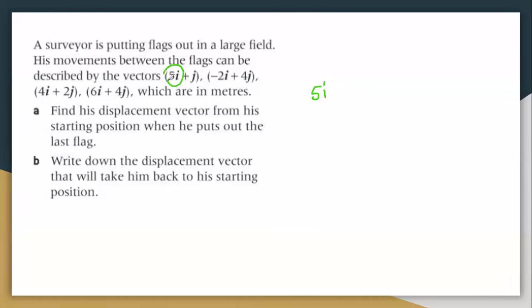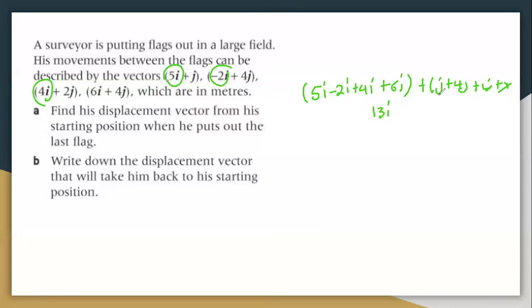You have added, remember you're going to add this. The i's go alone: 5i, then negative 2i, then 4i, then 6i. Then you are going to have the j's: j plus 4j plus 2j plus 4j. 5 minus 2, what do you get? That is 3. Plus 4, that is 7. Plus 6, then that is 13i.